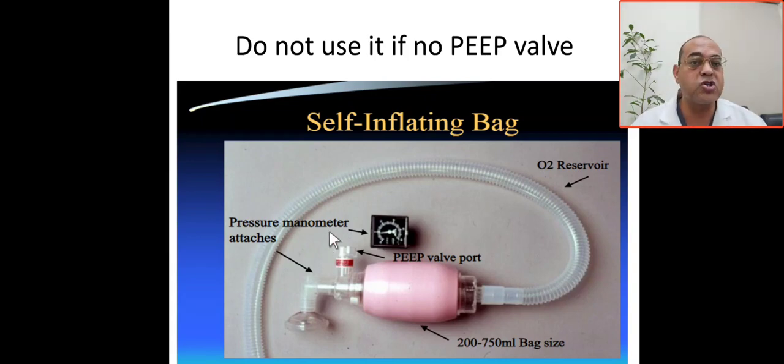Also here we need a pressure manometer. Why do we need a pressure manometer? Because the pressure is inconsistent, uncontrollable. So to monitor your pressure, to prevent the harm.